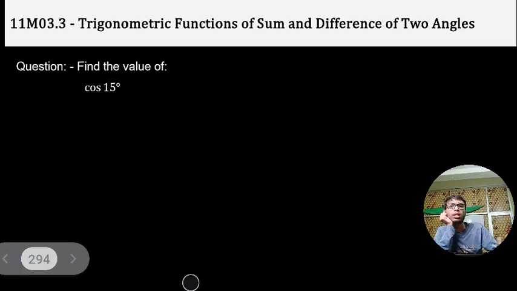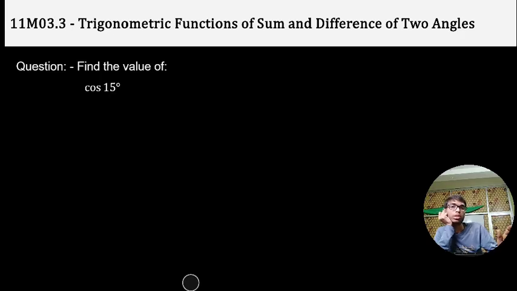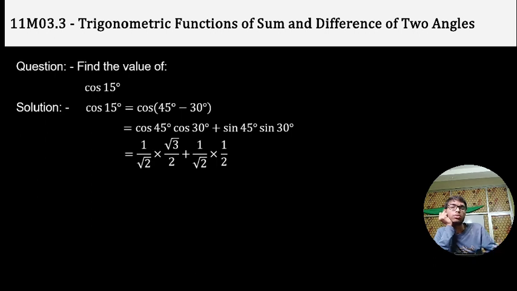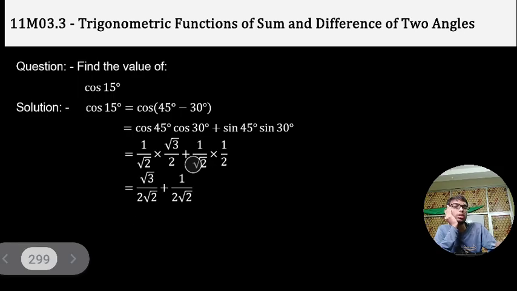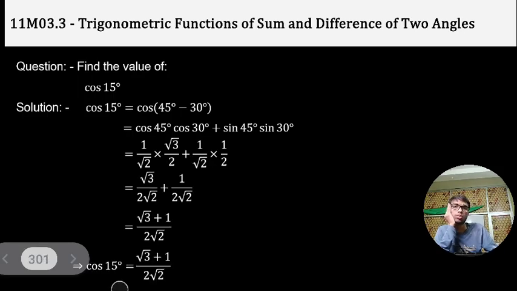Now next, find the value of cos 15. Again, you can write it as 45 minus 30. Otherwise you can write it as 60 minus 45. Here we used the trigonometric identity. Then after substituting, you simplify it. Then you got this much. The value of this is equal to this. This is very simple.